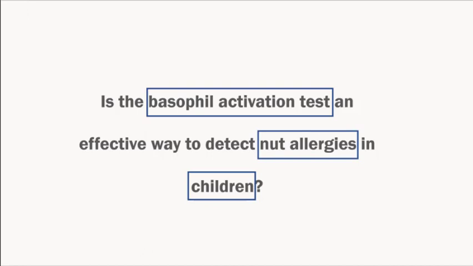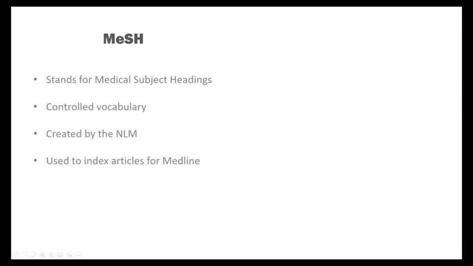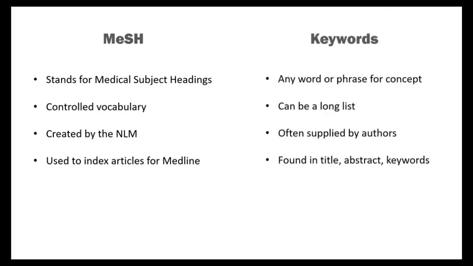It's essential to search each of these concepts separately using both MeSH and keywords. MeSH stands for Medical Subject Headings. MeSH is a controlled vocabulary produced by the National Library of Medicine used to index articles for Medline. Keywords are any words or phrases used to describe a particular concept. Unlike subject headings, the list of possible keywords for a particular concept can be quite long.